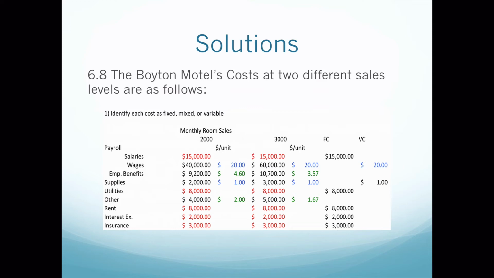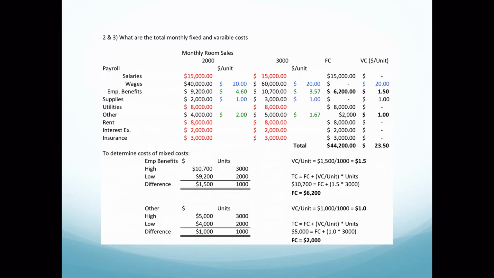So right now what we have is we've got our fixed costs and our variable costs identified and put on the fixed cost and variable cost column, and you'll see why on the next slide. And our mixed costs we've identified, and those are in green, and we need to separate those using the 2-point high-low method. Okay, so here's all of the math.